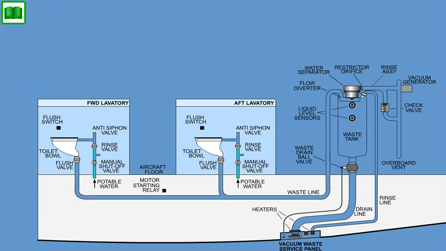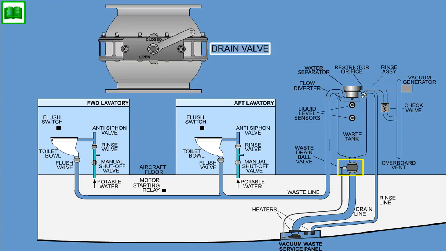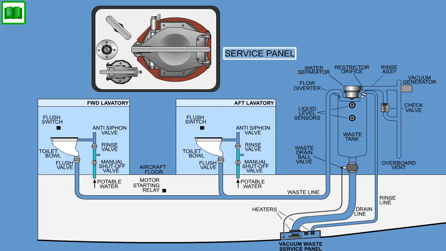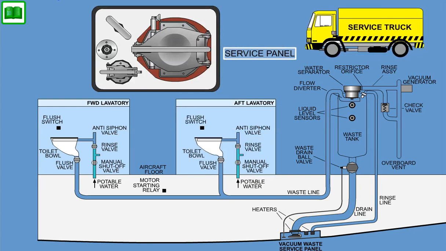The vacuum waste system makes use of pressurized water from the potable water system to rinse the toilet bowl and aid in the evacuation of waste. The waste tank can be drained through a drain valve, drain line, and service panel into a service truck. After the tank has been drained, it will be cleaned with water supplied through the service panel to a rotating rinse nozzle in the waste tank.